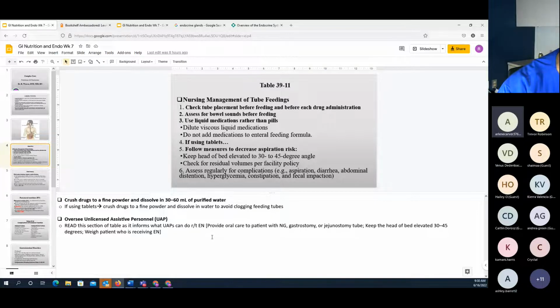Now, check your policy, but in our institution, so maybe where you guys work. But as long as it's by mouth, you're not changing the route.